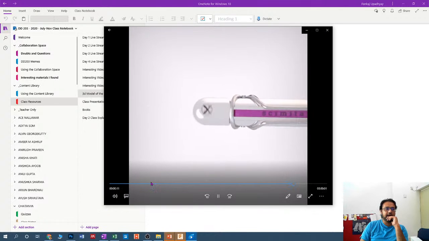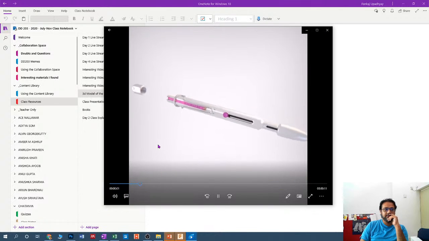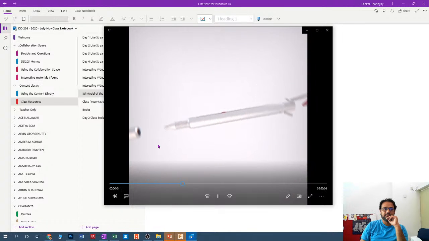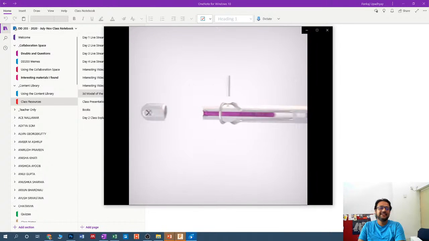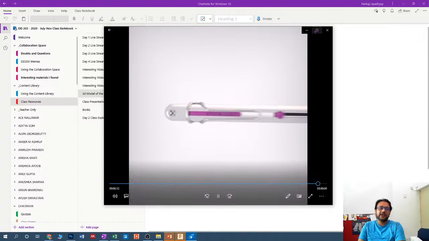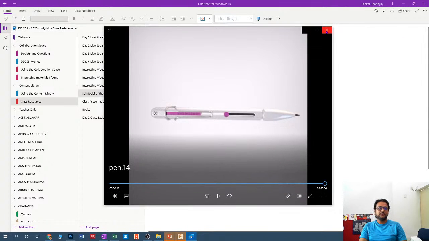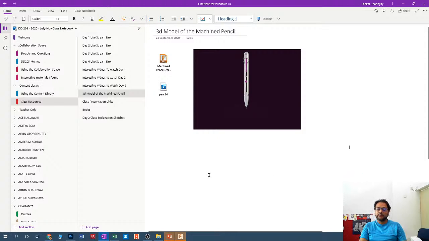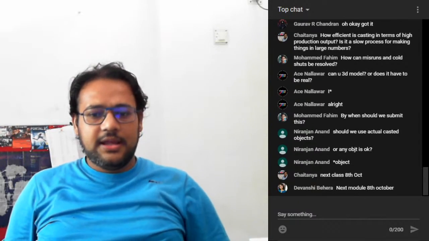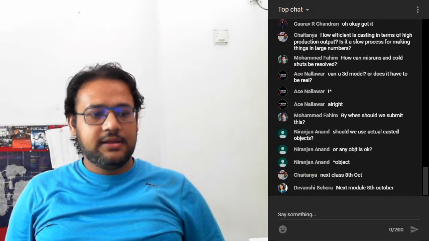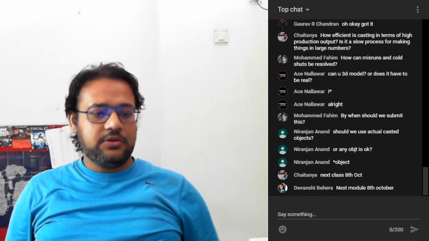Check this model out to understand how Fusion works, and we can close this. So based on this, you'll understand how to do it, right? And okay, thank you.